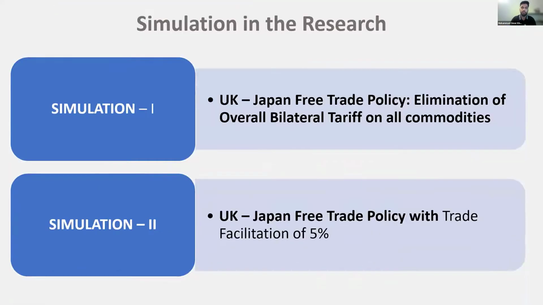Now, what are the main simulations in this research? The first one is the elimination of overall bilateral tariffs on all commodities, whereas in stark contrast, the second simulation is the UK-Japan free trade policy with a specific scenario of trade facilitation of 5%.